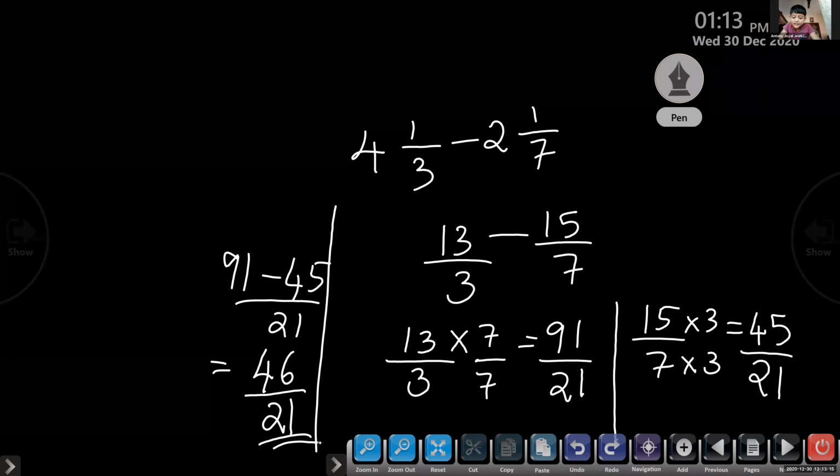Ma'am, the next one is 71 by 14. Okay, so this is the answer of question number 3. Now the last one, question number 4. 71 by 14. Okay, 71 by 14. So please, children, please check. We will check whether it is correct or wrong.